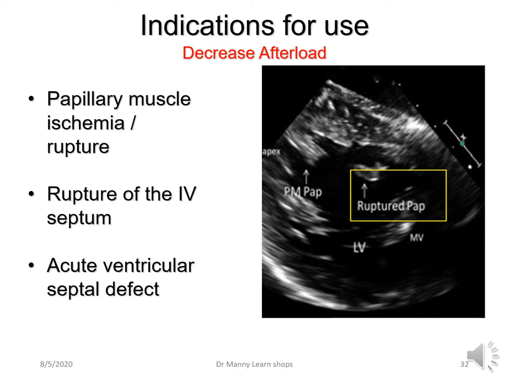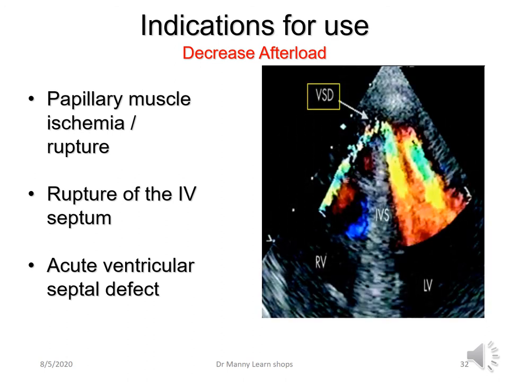Indications associated with decreasing afterload, as mentioned previously, could be associated with papillary muscle ischemia or rupture, so the blood essentially moves forward and not back. Also rupture of the intraventricular septum between the right and left ventricle, even an acute ventricular septal defect.